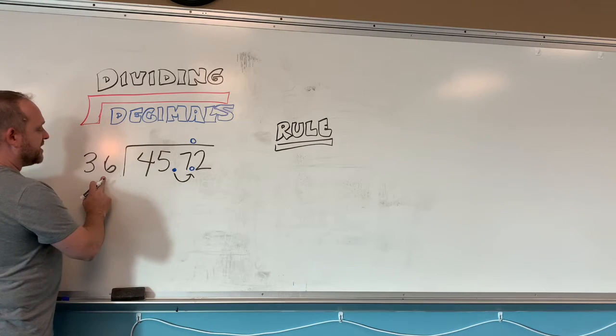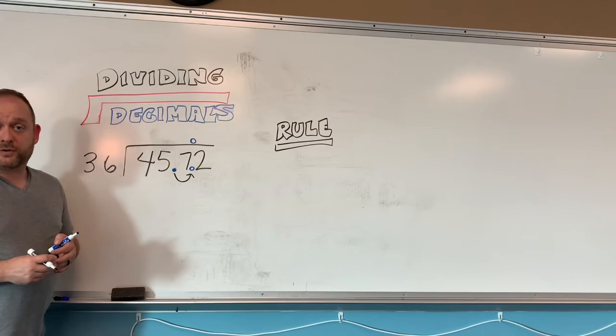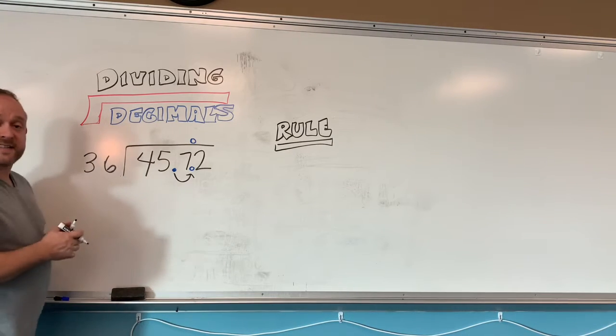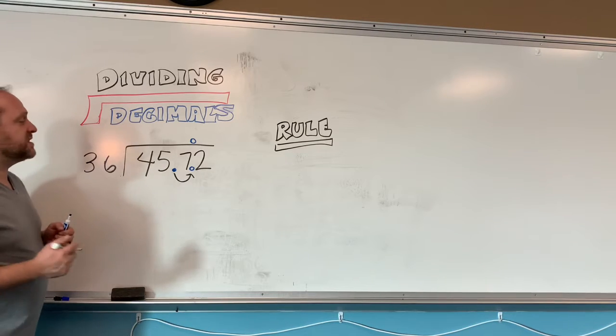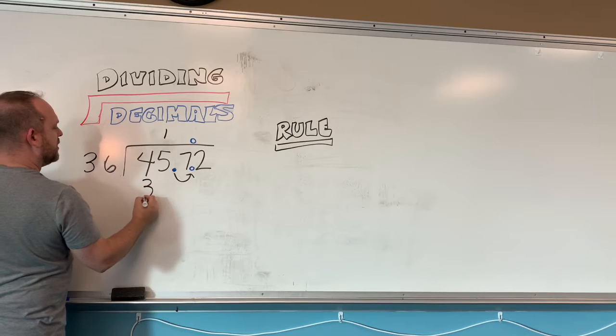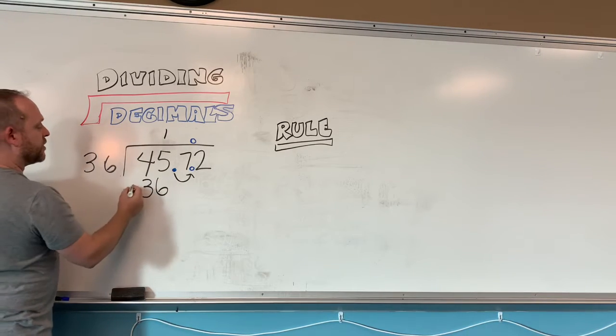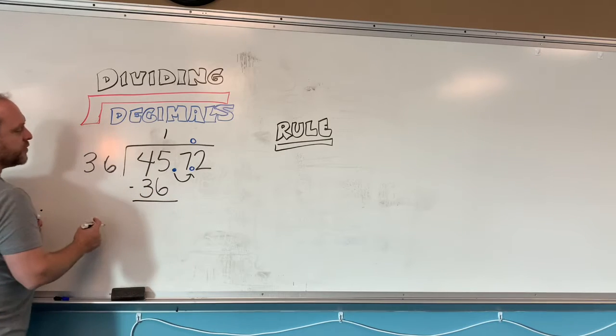So 36, can I take groups of 36 out of 4? Of course not, it's way too large. But I can take a group of 36 out of 45. I can actually only take one. So I'm going to put that in there. 2 times 36 would be 72, and I know that's way too large to take out of 45. So we'll stick with one group.